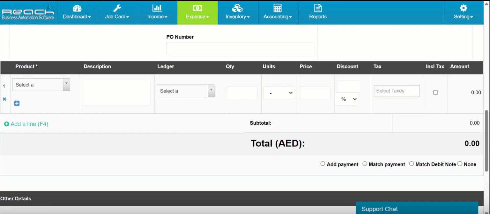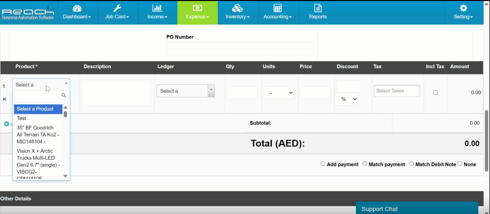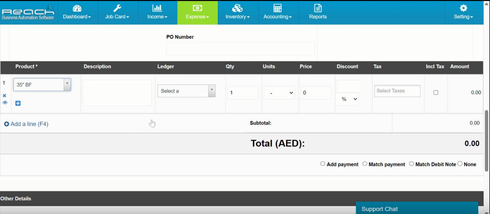Okay, so today let's see how to do the transaction when it is inclusive of tax. So you need to choose a product. Then after that, here you choose inclusive tax. Okay, so there will be a pop-up. Just say okay. You choose inclusive tax.